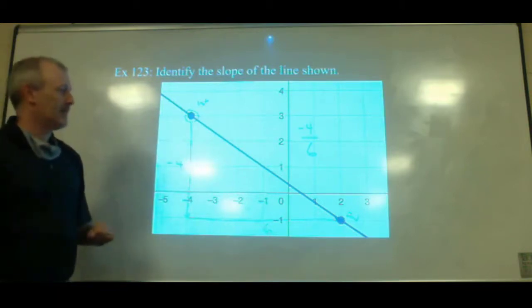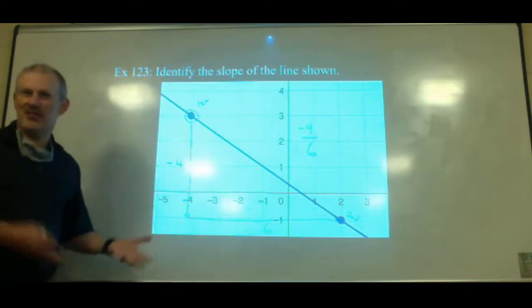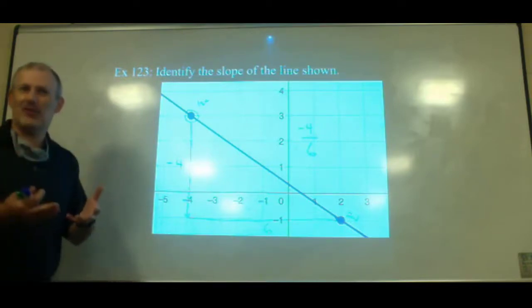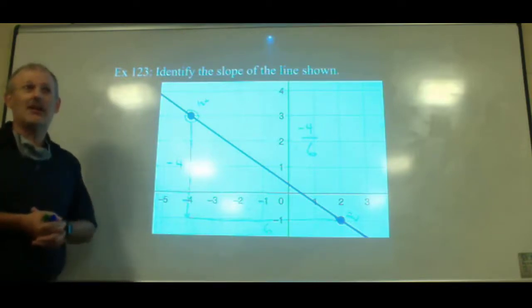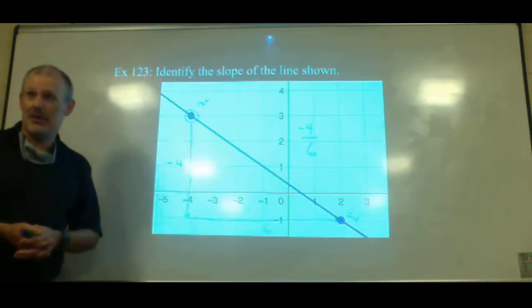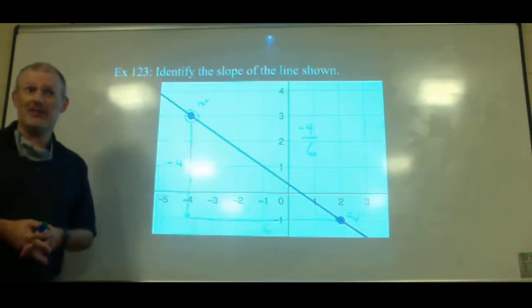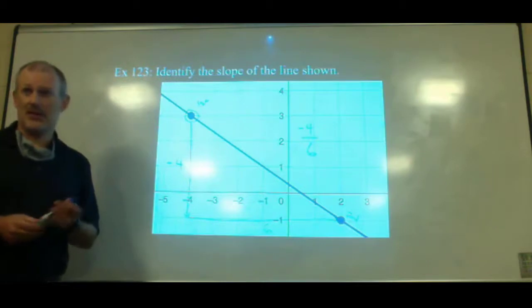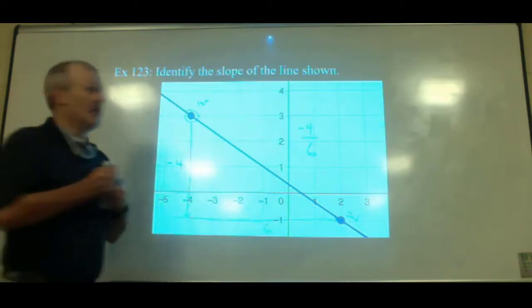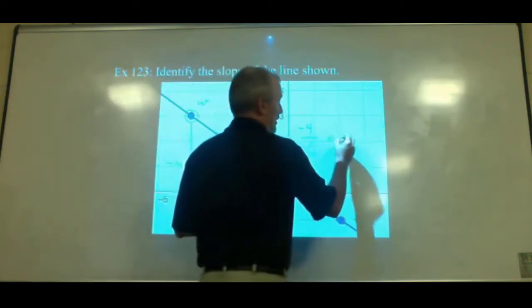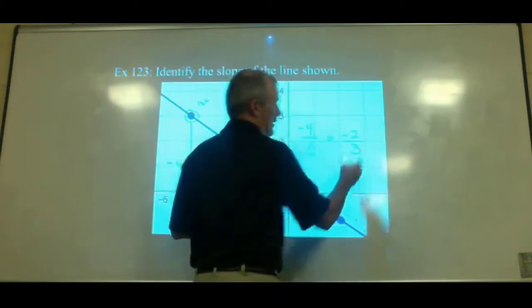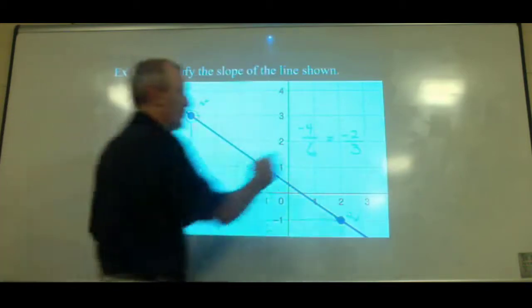Now, it's a fraction, -4 over 6, but we don't like to leave it as -4 over 6 because it can be reduced. What can we reduce -4 over 6 to be? 2/3. Yeah, -2 over 3. And that's what we would write for our answer.